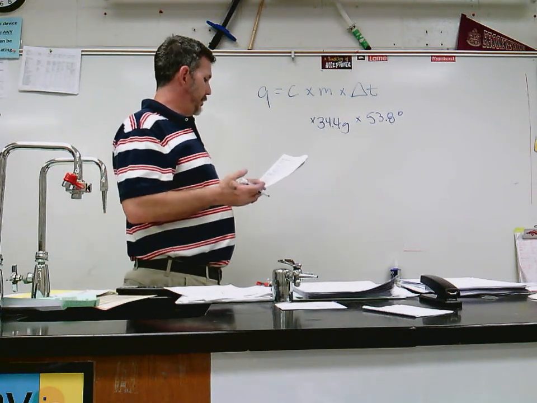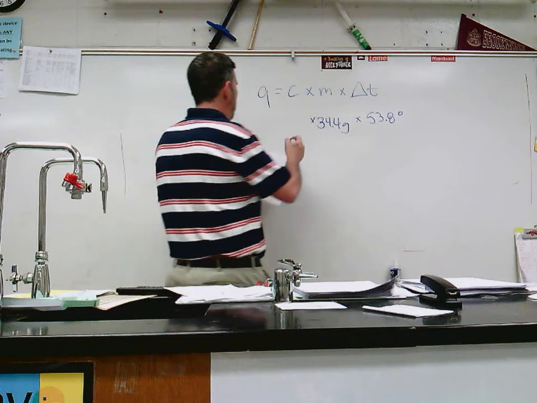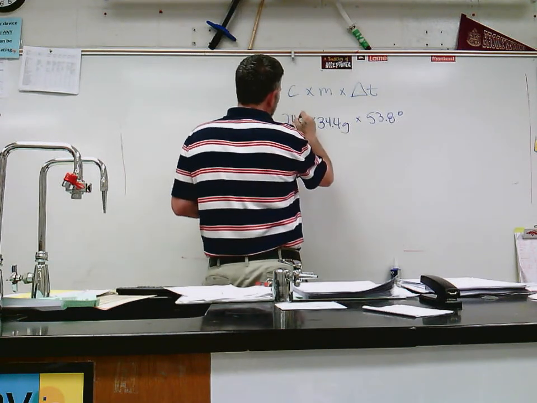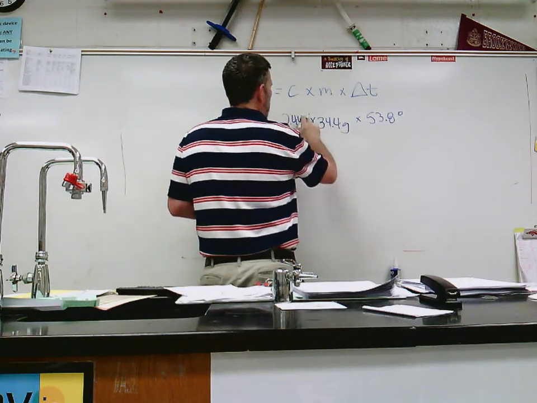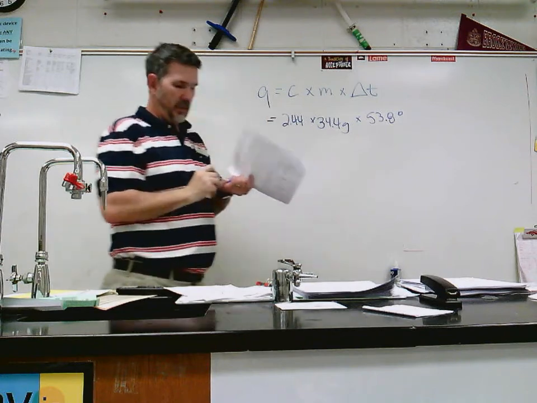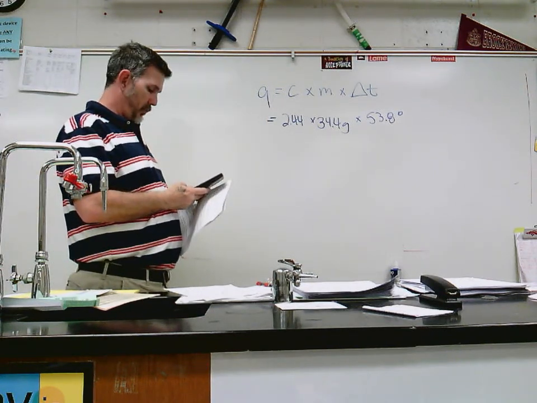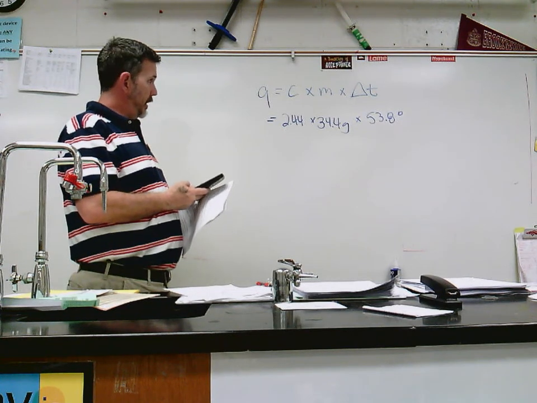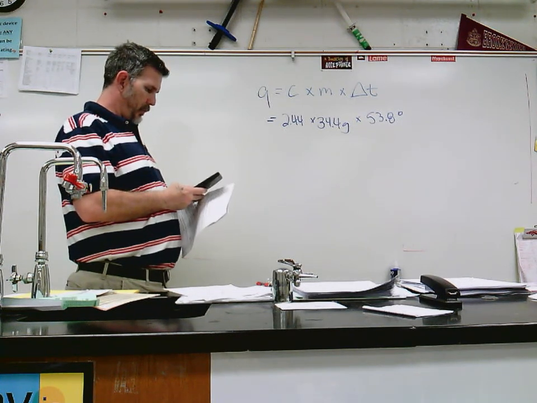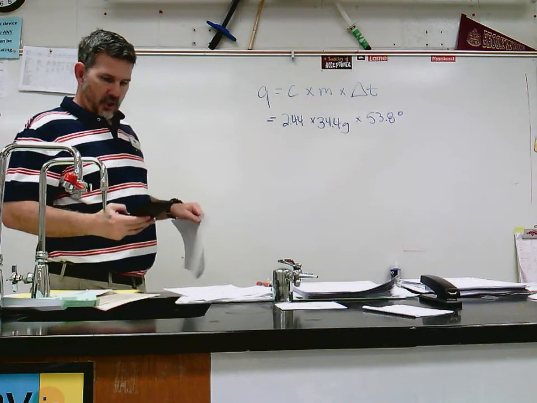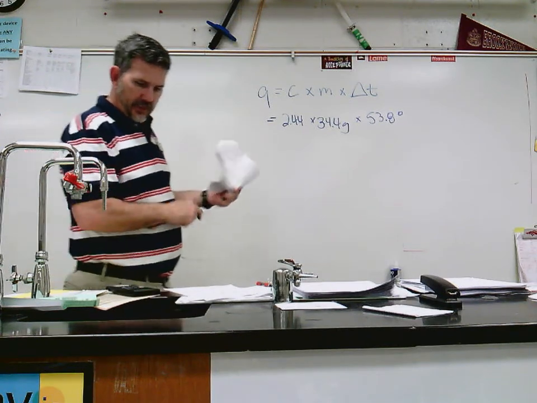Oh, and I've been given the specific heat. Oh, they've made it very easy for me. They're just looking for Q. So that looks like 2.44 times 34.4 times 53.8 equals 4,515.